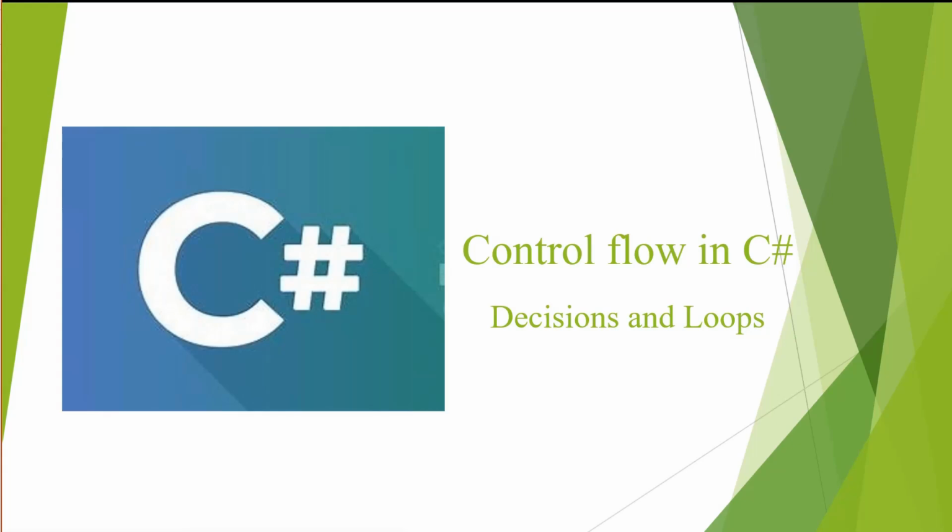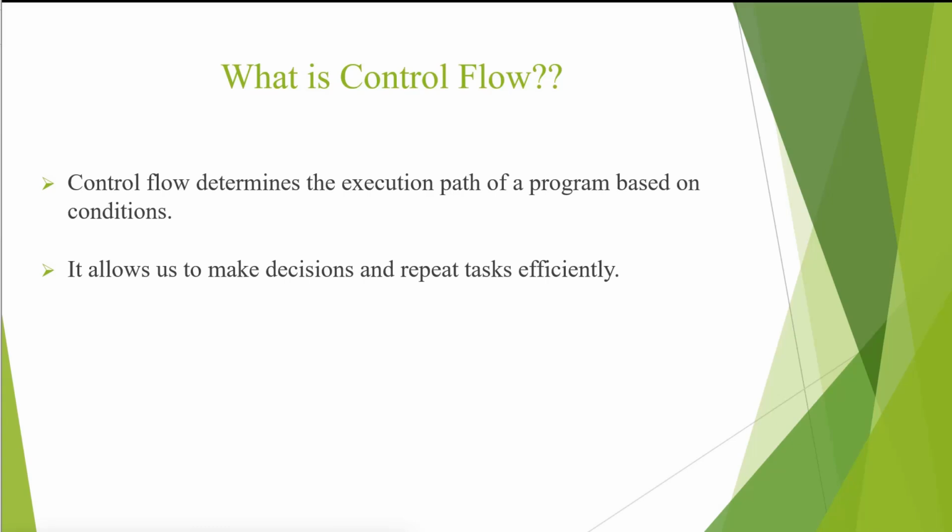Welcome back. In this video, we'll explore how to control the flow of a C# program using decision-making structures like if, else, and switch, as well as loops that help us repeat actions efficiently. Control flow is what allows our programs to make decisions and execute different code depending on conditions. Instead of running all code sequentially, we can tell the program to do one thing under certain conditions and another when those conditions change. Loops, on the other hand, let us repeat tasks without writing redundant code.